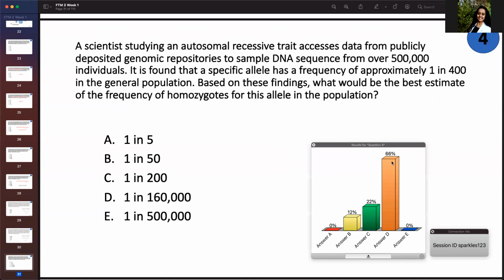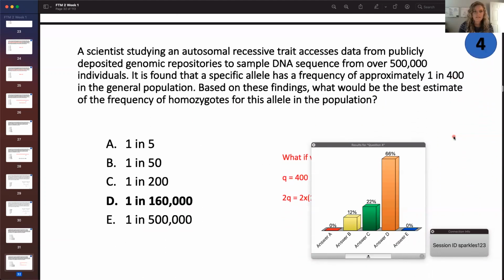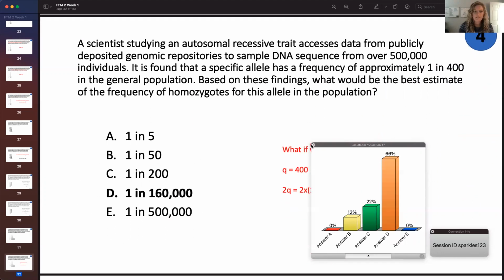Well, this one is saying that the allele frequency is 1 out of 400. So it's asking for the frequency of homozygotes. So that's Q squared. So that's 1 over 400 squared, and that's D. Perfect. Excellent. Yes.